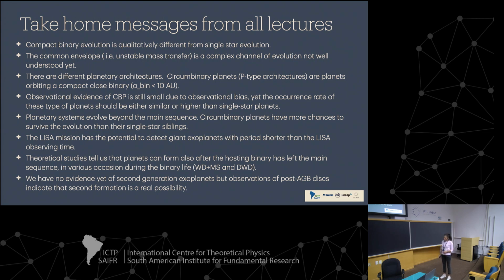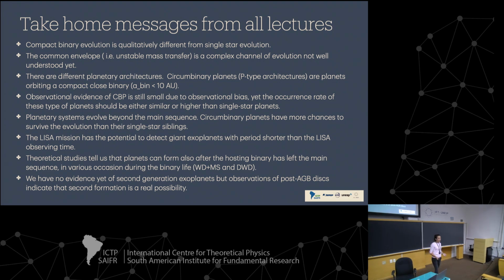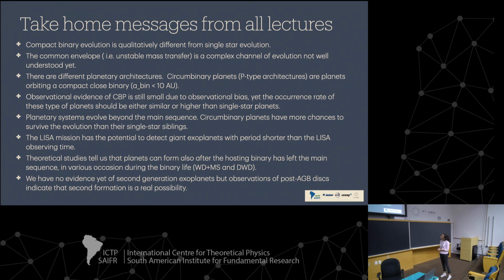We have different planetary architectures. One of them is the P-type architecture, which is a circumbinary case where you have one planet orbiting two close stars. We cannot find many of them because of observational biases, yet we know that the occurrence rate out there is either the same or higher than the single star configuration.